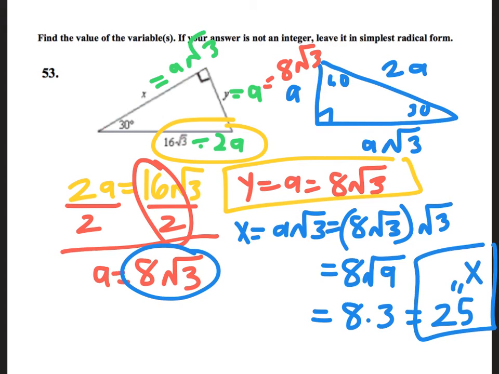Ooh, I don't know why I wrote 25. Sorry, I said the right number and wrote the wrong thing. It is going to be 24.